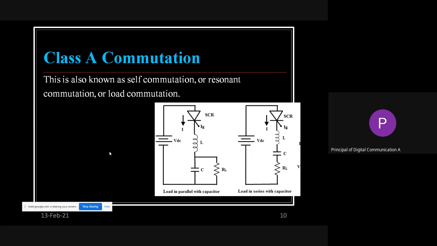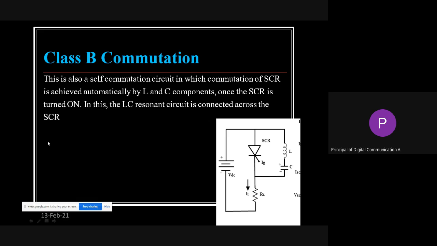So just listen afterwards, note it down in your own words, and it will be very clear to you. Okay. So next we will go for the next type of commutation, that is class B commutation. So what is this class B commutation? It is also similar to class A, only the arrangement of the commutating components is changed. This is also a self-commutation circuit in which the SCR is turned off automatically by the L and C components.